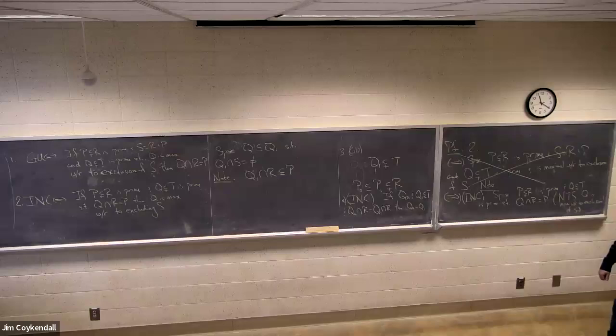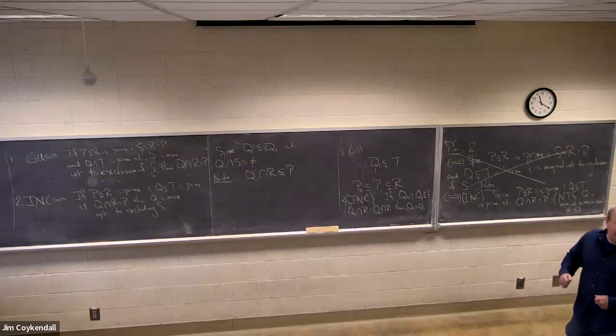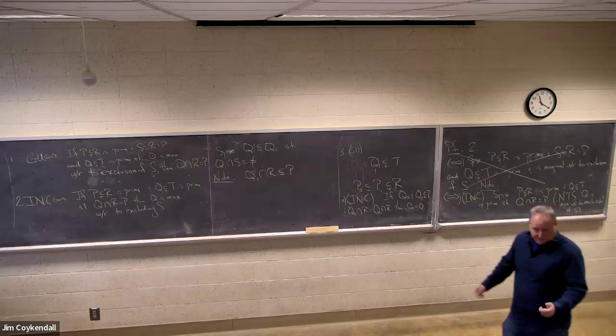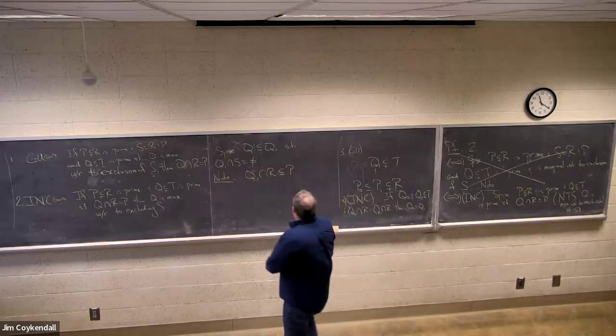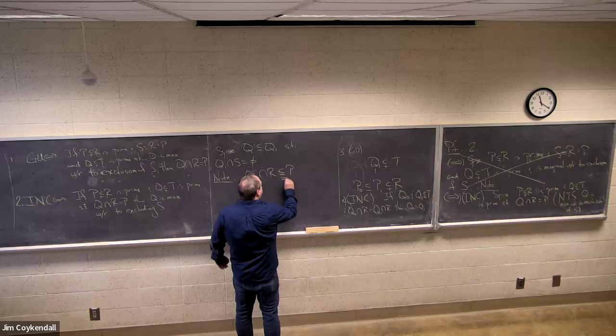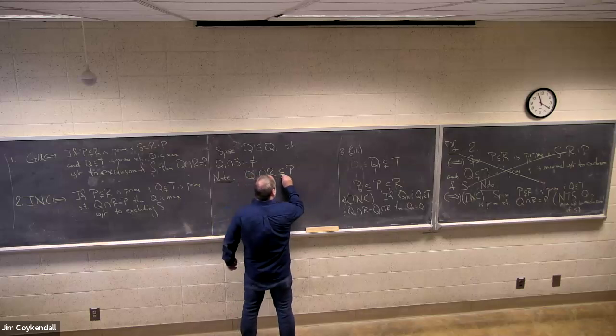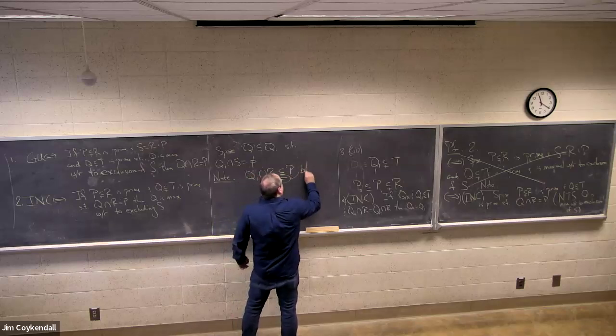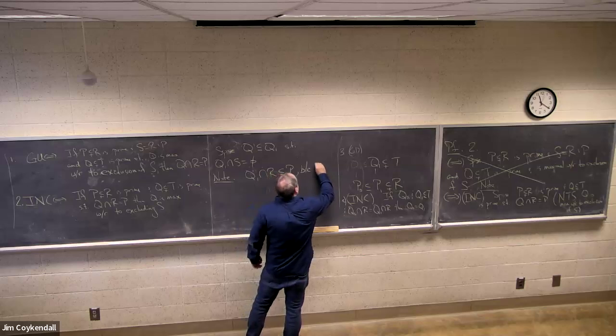What do we know about Q1? It excludes S, right? So that means when you intersect it down below, it has to miss S, which means it has to be contained in P. Everybody okay with that? And we in fact get equality because Q intersect R is equal to P.